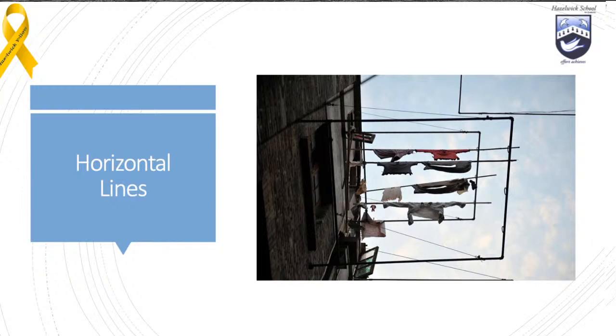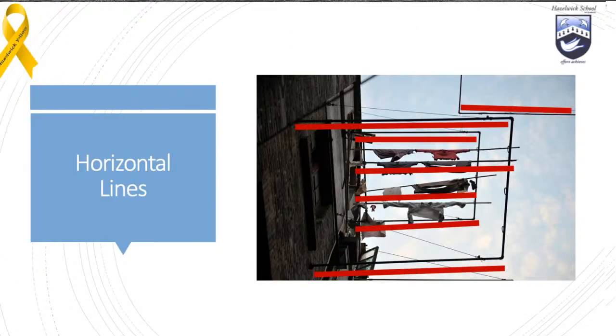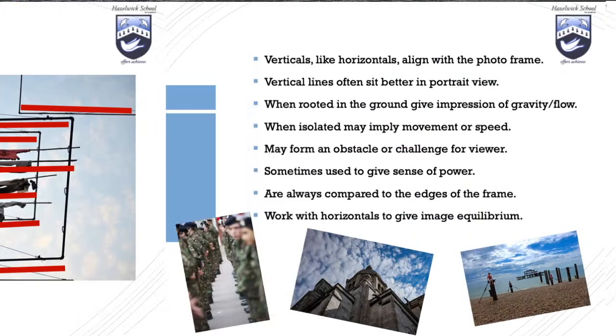So, some more horizontal lines. When I was in China, I looked up in the air and I saw a washing line, a washing array. But you can see, to my eyes, it looked like something weird and wonderful, because we just don't have those in the UK. It's always interesting going somewhere that you're not familiar with and seeing things for the first time.